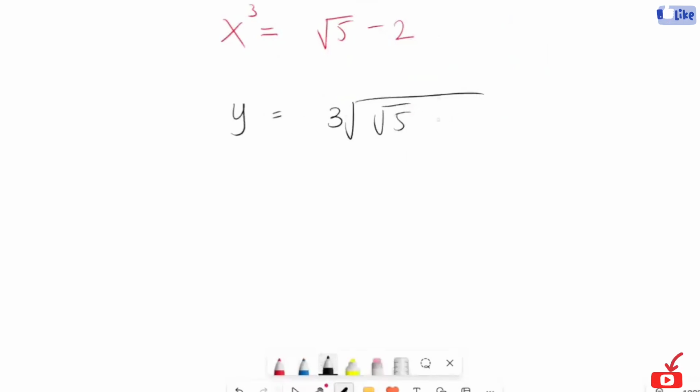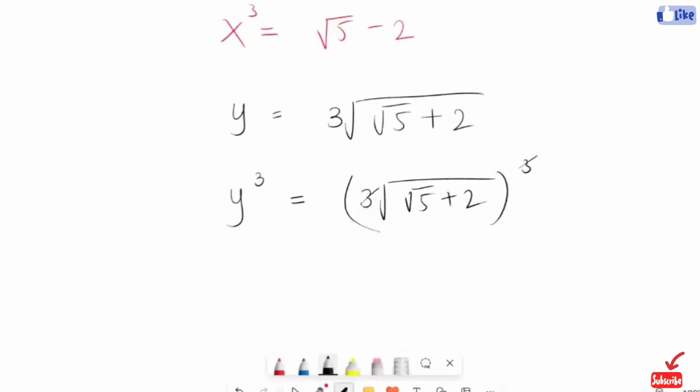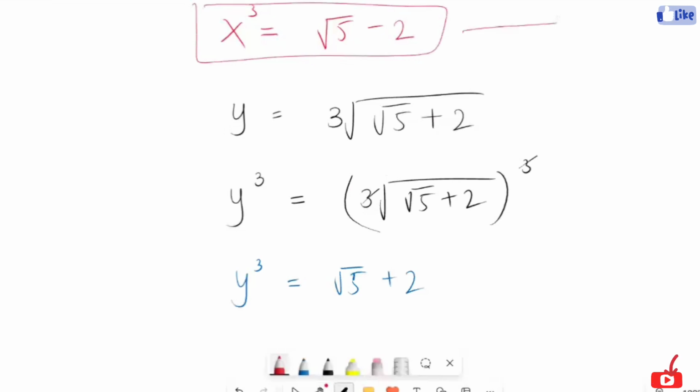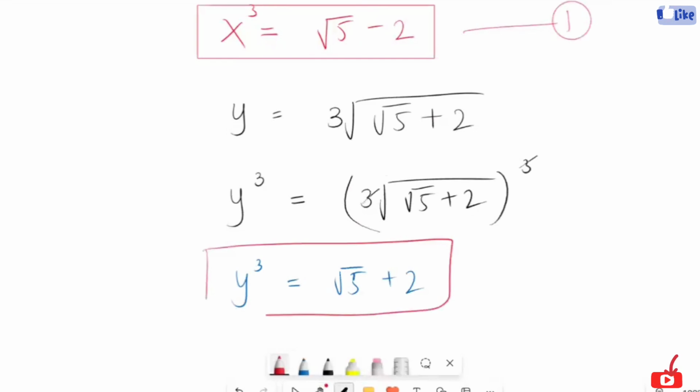Now we're going to suppose y is equal to the cube root of square root of 5, here I will equate the positive sign. Now I want to remove this cube root, so I'm going to raise both sides to the power of 3. This and this get cancelled, so we will get y cubed is equal to root 5 plus 2. Now we have two expressions, which I'm going to label as equation 1 and equation 2.